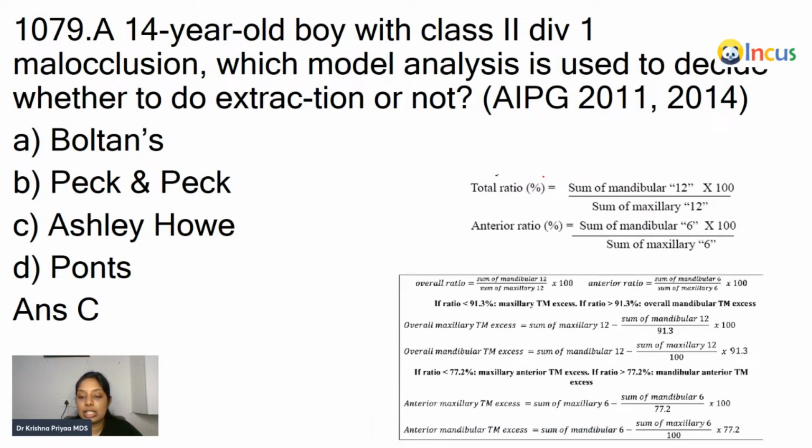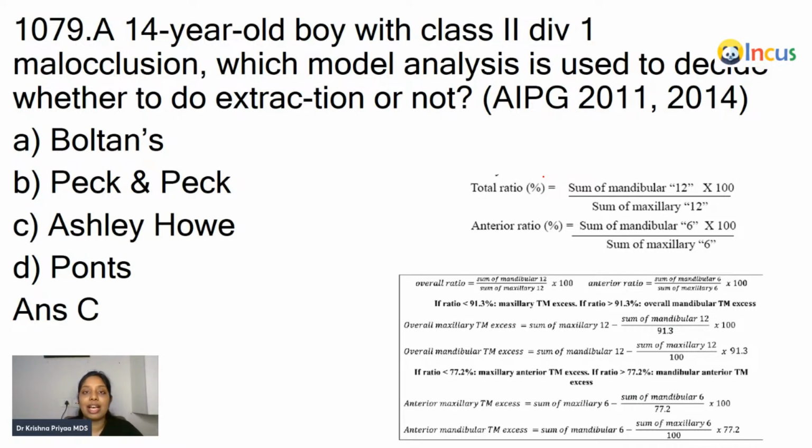So this is the representation of Bolton's analysis. See, they've given the sum of mandibular 12 divided by the sum of maxillary 12, so you get an answer, right? If that answer is less than 91.3, then it is maxillary excess. But if it is more, then it is called mandibular excess. Similarly, for anterior, that is mandibular 6 by maxillary 6, if it is less than 77.2%, then we have maxillary excess. Or if it is more, then it is called mandibular excess.